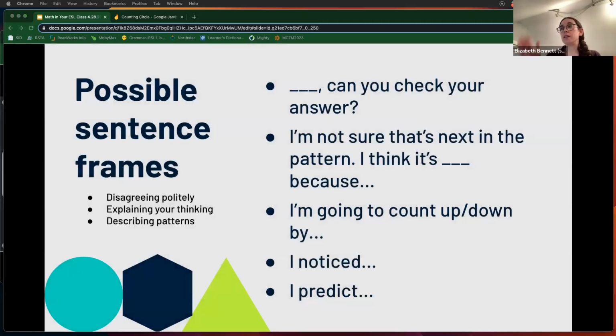And then here are some possible sentence frames I thought of for these language functions of disagreeing politely with someone. Liddy, can you check your answer? Or I'm not sure that's next in the pattern. I think it's 35 because, and then explaining your thinking and describing patterns.